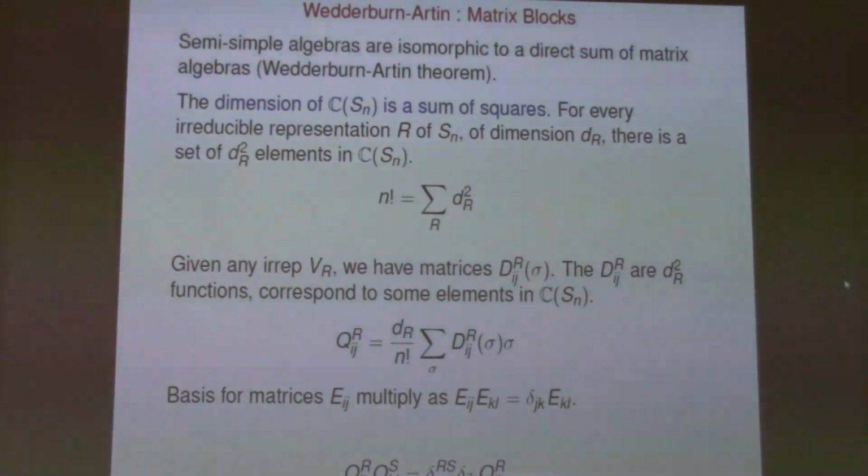Are these complex matrices? In general they will be. Actually, it turns out that for C of Sn, you can find a basis where all the matrix elements are real, so these coefficients will turn out to be real, even though the vector space which you defined earlier had complex coefficients.